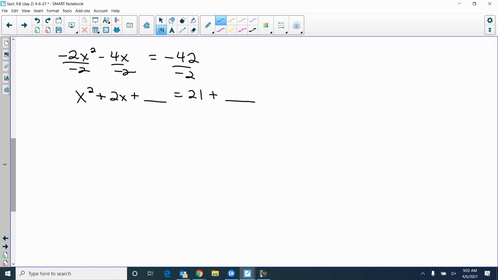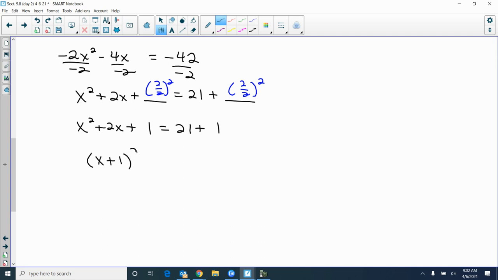Take half of 2. Half of 2 is what? 1. Square it, and I still get back 1. Now I'm going to write it out, but I get 2 over 2 squared, and I end up with x squared plus 2x plus 1 equals 21 plus 1. This will factor into x plus 1 squared equals 22.